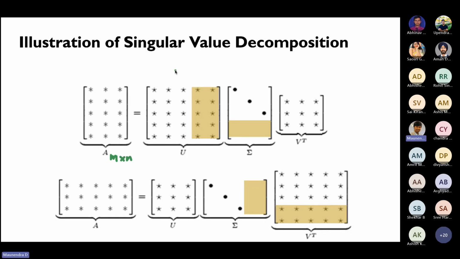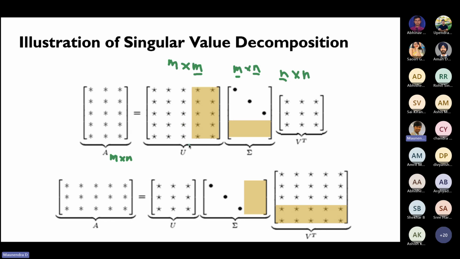What will be the dimension of U? The diagram gives the hint. U is m by m. And sigma is m by n. And V transpose is n by n. Right. Now if you do this multiplication, you see that these multiplications are compatible, and the final thing is m cross n, which is the dimension of A. Okay, so dimensions, we are clear.